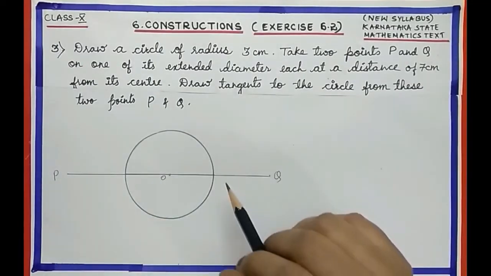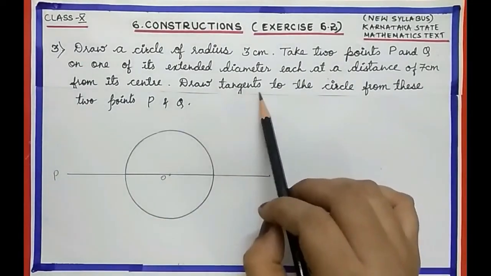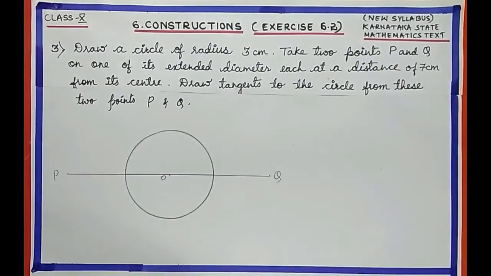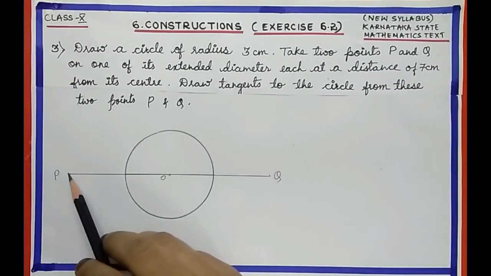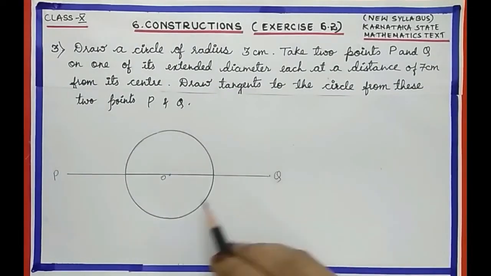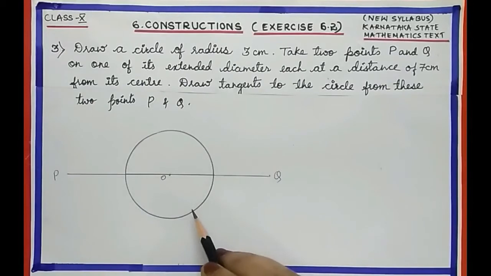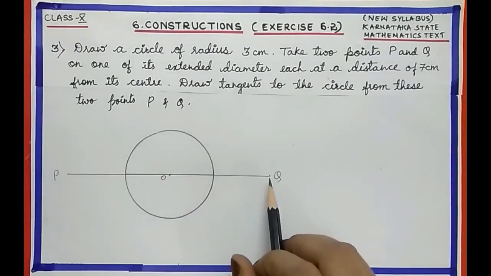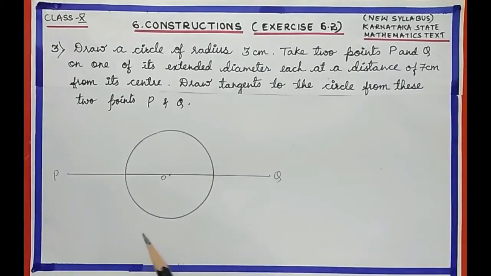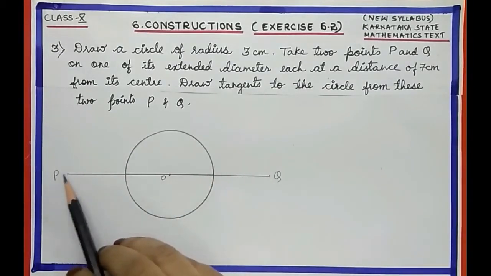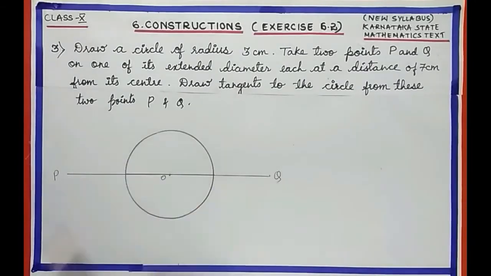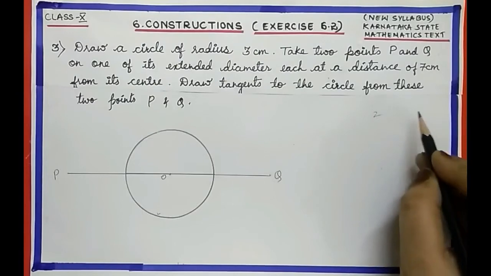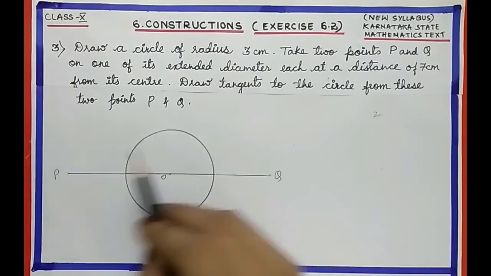So now what we have to do, we have to draw the tangents to the circle from these 2 points P and Q. So here students, P and Q points lie outside the circle. So how many tangents we can draw from one external point to the given circle? Yes, we can draw maximum 2 tangents from external point to the given circle.